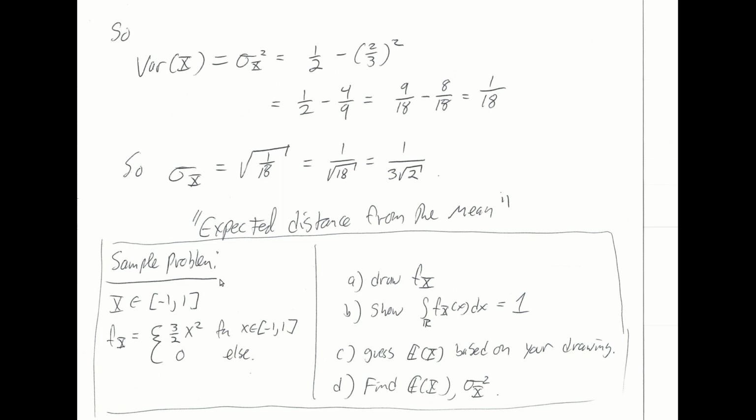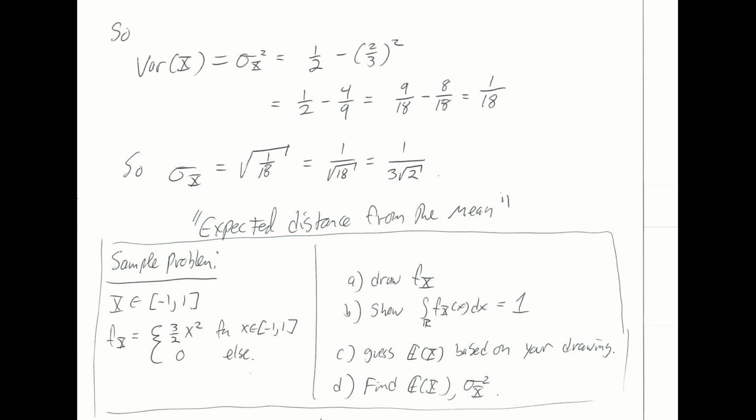Here is our sample space, an interval of the real line, this time -1 to 1, and here's our probability density function. So it's going to take the form of 3/2 x squared for x between -1 and 1, and it is going to be 0 otherwise. This is our density function.